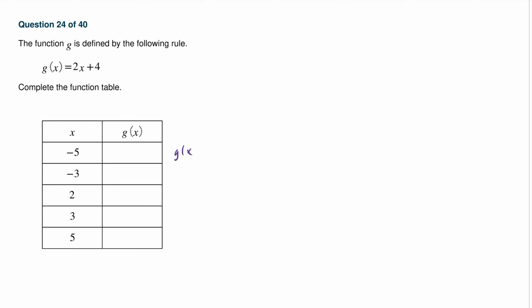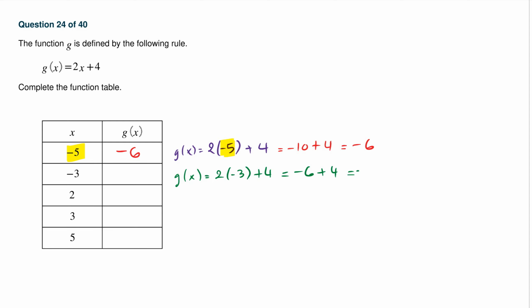So g of x equals 2 times -5 plus 4. Okay, we just plug in -5. So that will give you -10 plus 4. That will be -6. So corresponding to -5 is -6. Then we plug in -3. That would be 2 times -3 plus 4. 2 times -3 is -6. Plus 4 will give me -2.